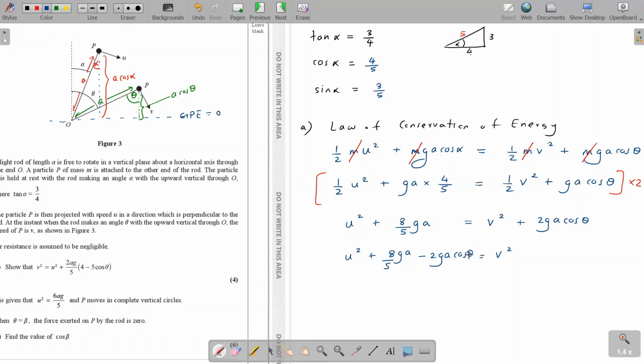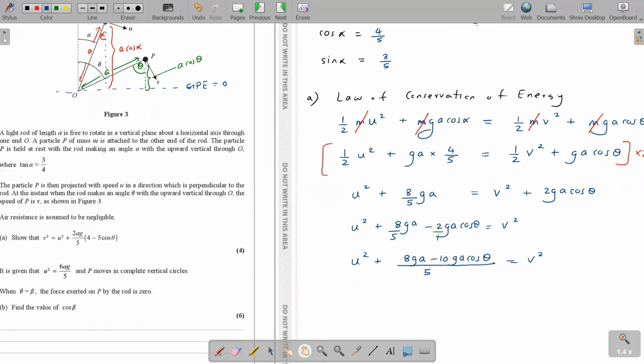Okay, so then we need to simplify, and we take the common denominator. Now you can see here u square is there alone. So I'll take these two terms together, taking the common denominator of 5. When you take the common denominator of 5 for these two, this is 8GA. Here, of course, I'll multiply by 5, so you get minus 10GA cos theta, equals v square.